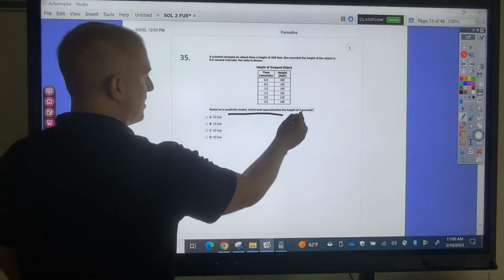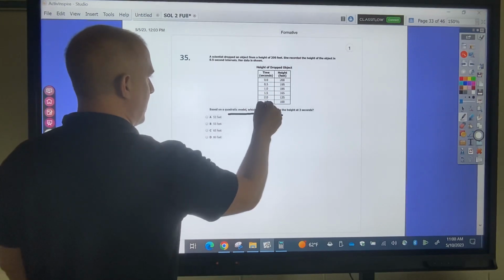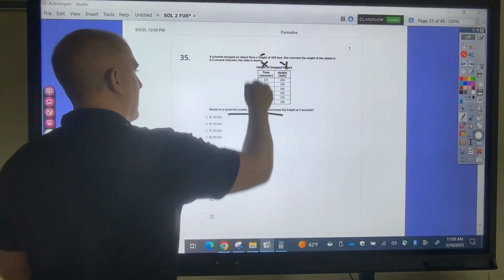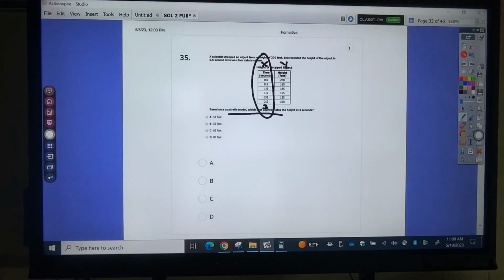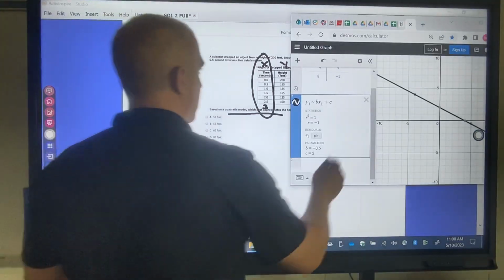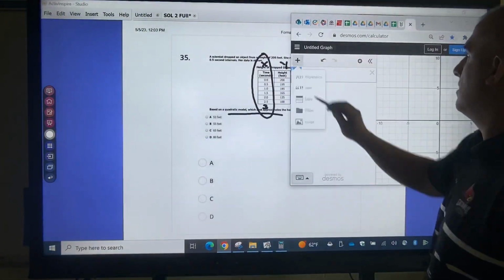Now this one's a quadratic model. The big thing is what is the height at 3 seconds? Well, 3 seconds would go under this, this is x and y. So what I have to do is put that, my third equation, in there. All right, so I'm going to clear this out.